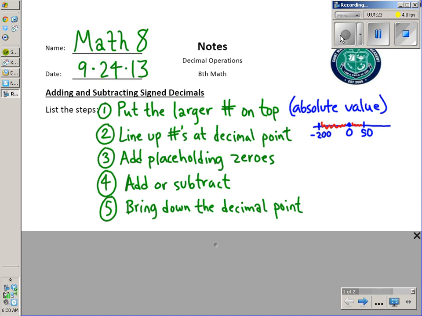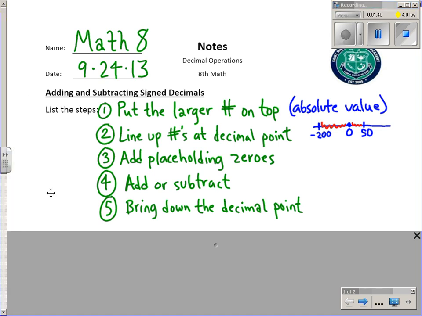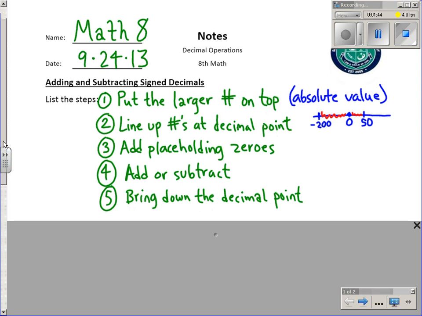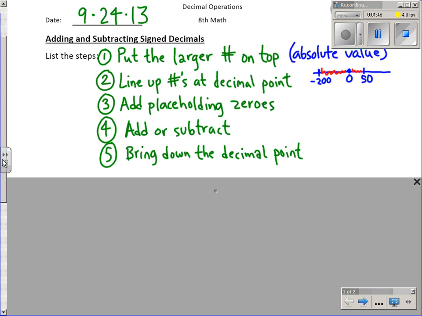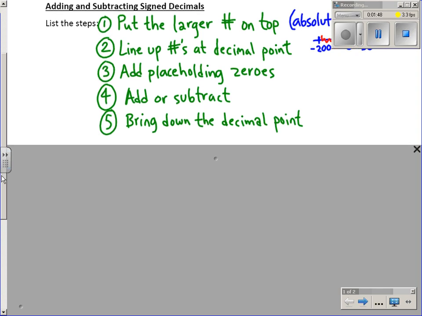Then you would go ahead and line up the numbers at the decimal point. You would add any placeholding zeros as necessary, especially if you're subtracting. Those are very important. And then follow the operation, add or subtract. And then once you do that, you go ahead and bring down the decimal point. Pause if you need to copy those down. We're going to go ahead and do some sample problems here.